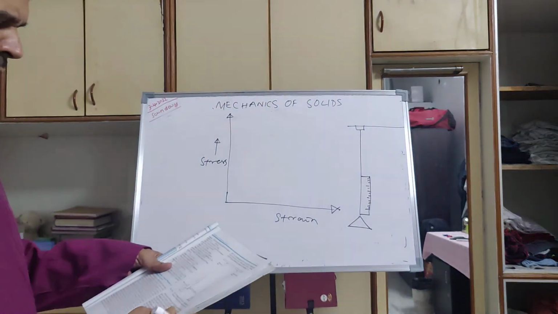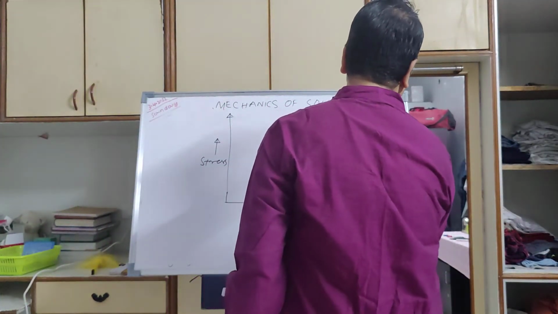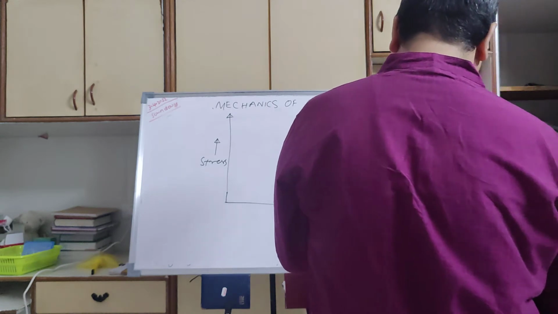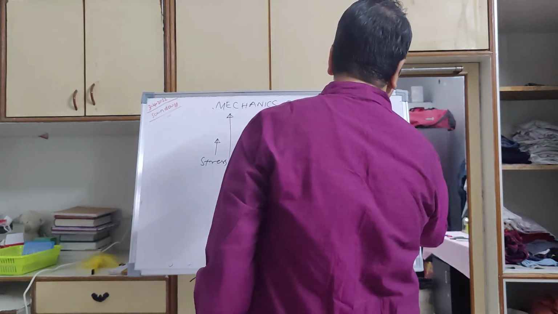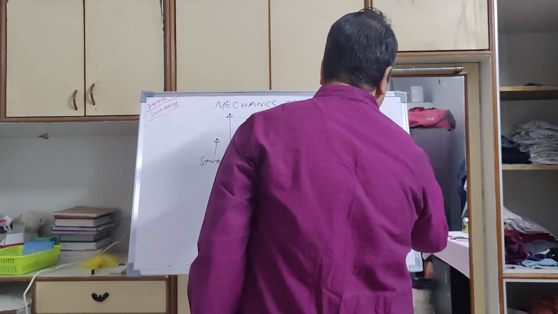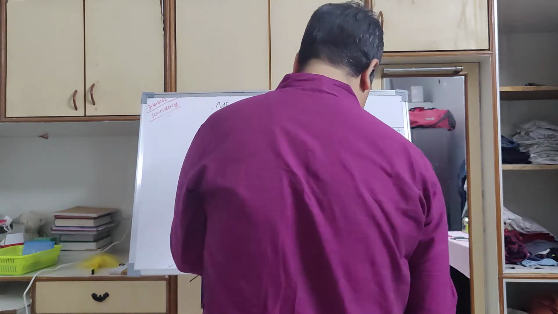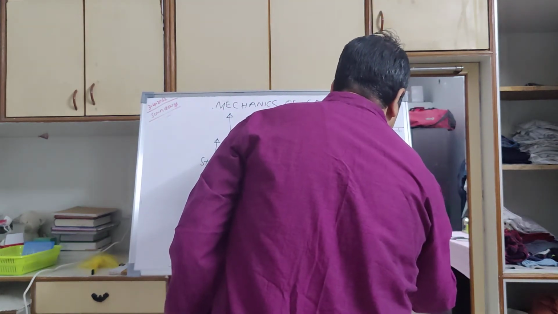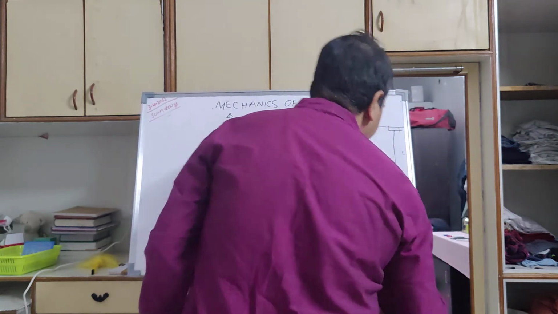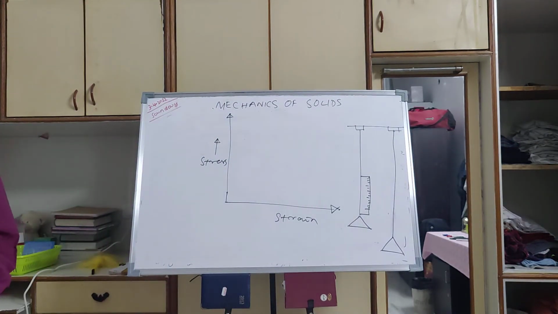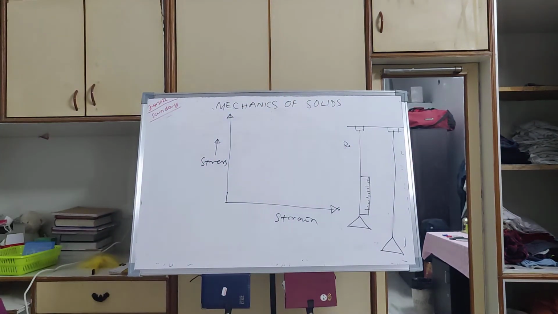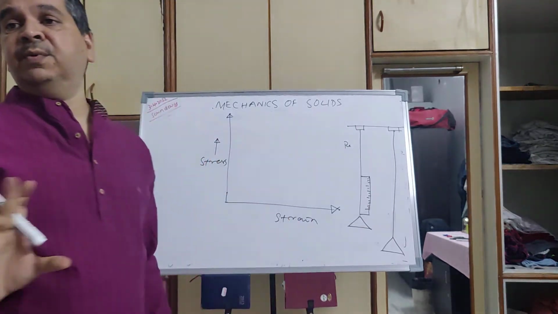Then you have another wire. This is the reference wire, and this is another wire. Let us say because of the application of load, this has got deformed by a certain amount. The reference wire is not deforming. It is a very rigid, non-deformable wire.